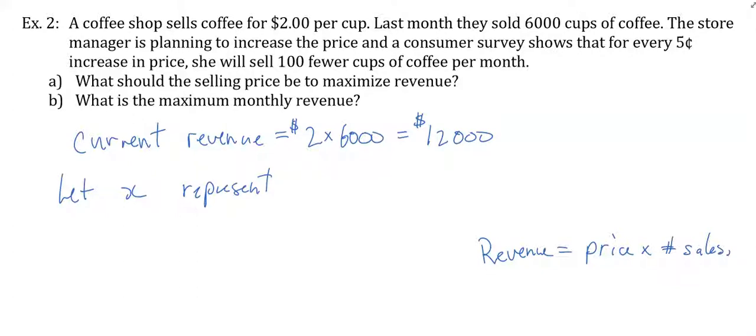We also don't know the new price or the new revenue or the new sales, but we don't know how many times to increase the price. So that's what we're going to let X represent. Let X represent the number of price increases or 5-cent increases. Actually, I'm going to change that to $0.05, because notice that it's written in cents, but the cost was in dollars, so we can't have them in different units, right? The number of $0.05 increases.